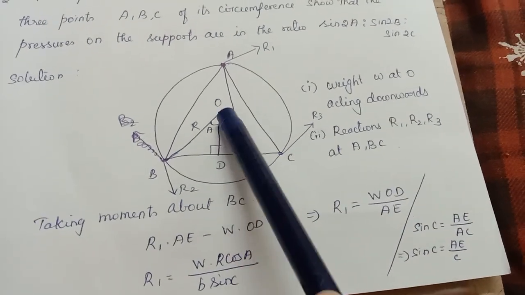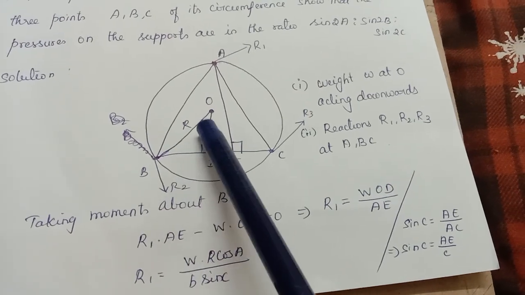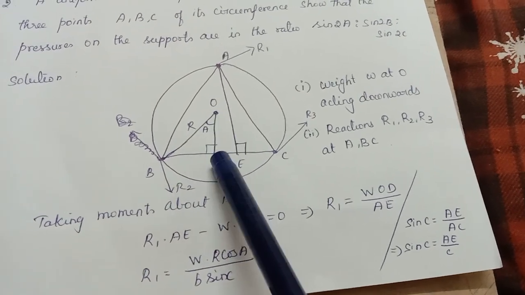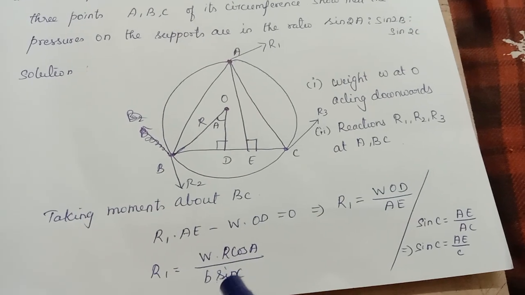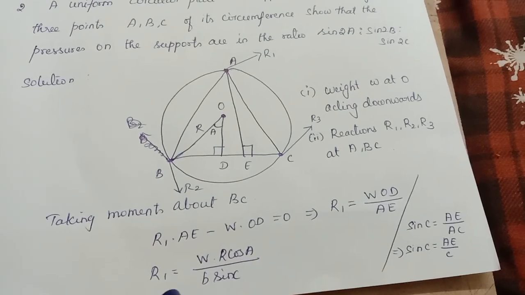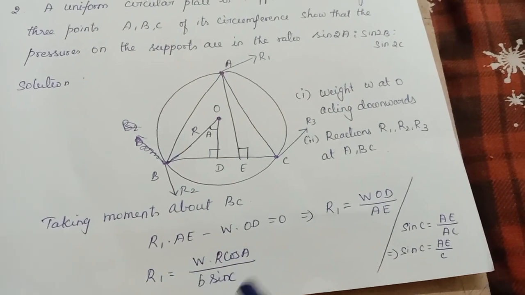For finding this OD, consider this small triangle. Here, cos A. What is cos A? Cos A is equal to OD by this R. Okay, so what do we get? OD equal to R cos A. So R1, what do I get? R1 equal to W R cos A by c sin C.